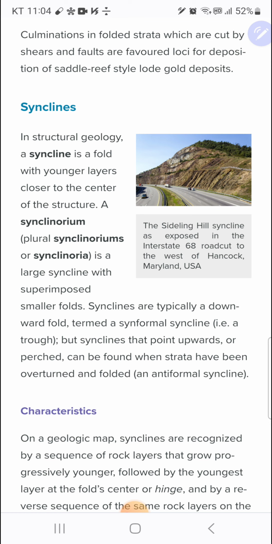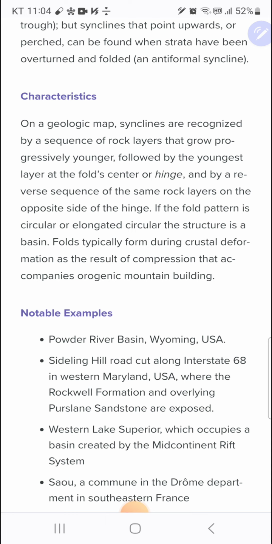Characteristics. On a geologic map, synclines are recognized by a sequence of rock layers that grow progressively younger, followed by the youngest layer at the fold's center or hinge, and by a reverse sequence of the same rock layers on the opposite side of the hinge. If the fold pattern is circular or elongated circular, the structure is a basin.